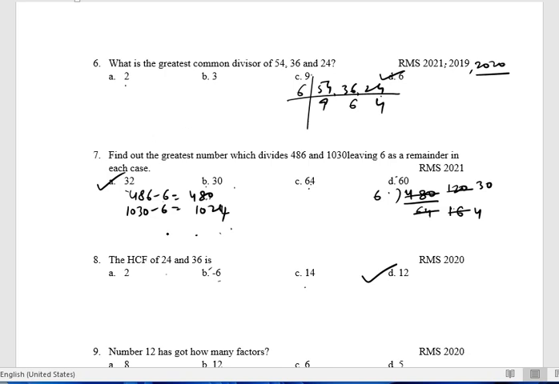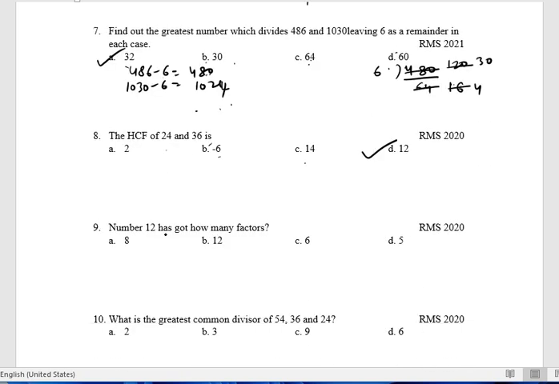So it is 12. Number 12 has got how many factors? So what is the prime factor form? Power plus 1. How can we write the prime factor form of 12? It is 2 into 2 into 3, isn't it? Or we can write 2 to the power 2 into 3 to the power 1. Are you getting me?